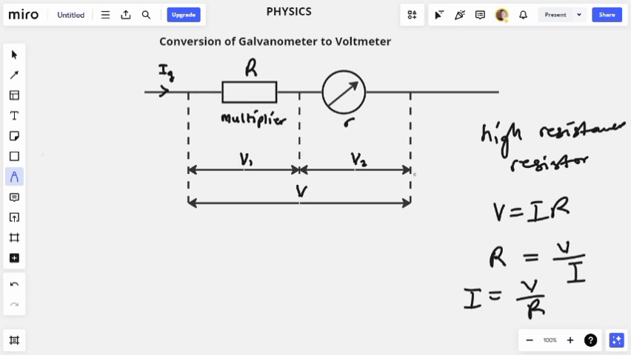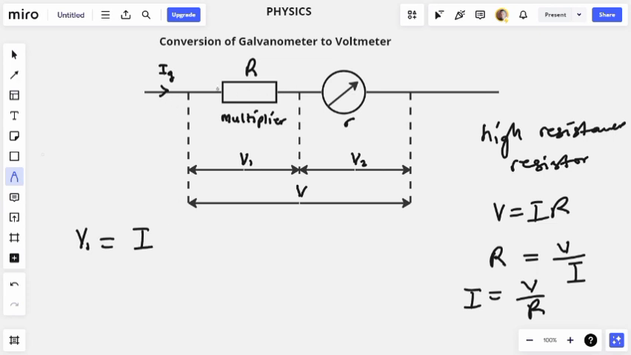So let's go into further analysis here. Now V1 represents the voltage across the multiplier, the resistor in series. V2 represents the voltage across the galvanometer. Then V represents the voltage we want our voltmeter to read. That's the voltmeter reading, or you can say the total voltage.